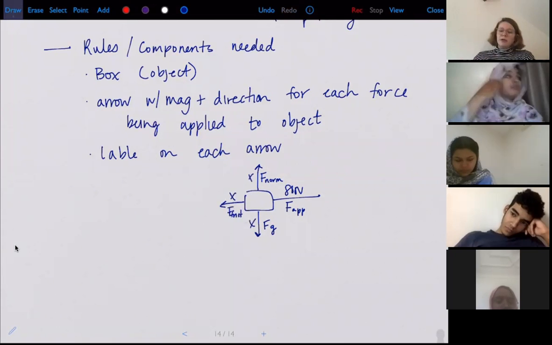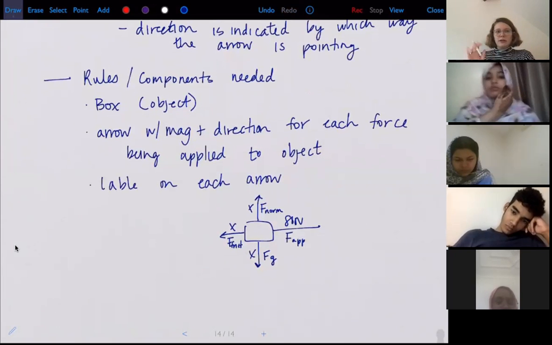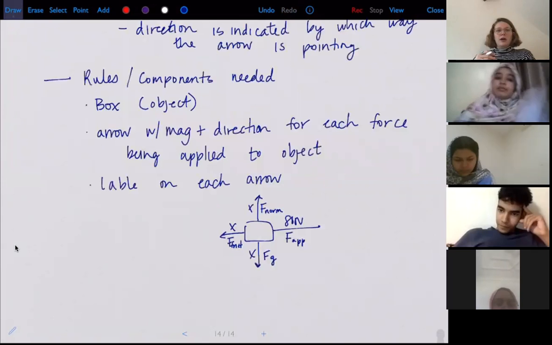Those are the three components that you must have for every single one to get full points, and to get it correct, more importantly.